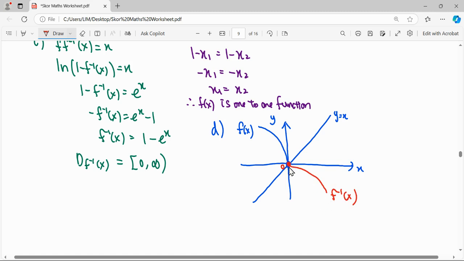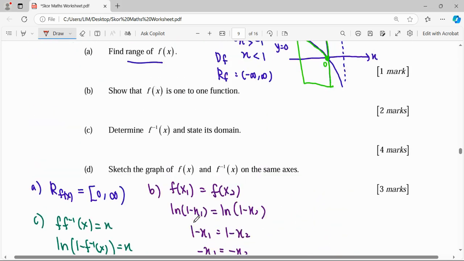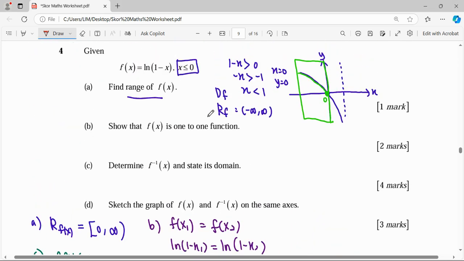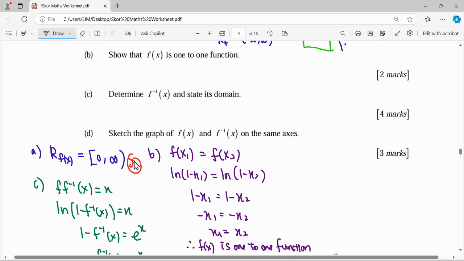So the starting point, when you touch this reflection axis, this is also the point of touching. The image also comes out from here. So make sure your graph is labeled. Then we see what are the important marks here. For the first mark, finding the range, just one mark. And then secondly, finding one-to-one. So this is your concept. Make sure you write your conclusion. You get x1 equals to x2 and you write your conclusion.